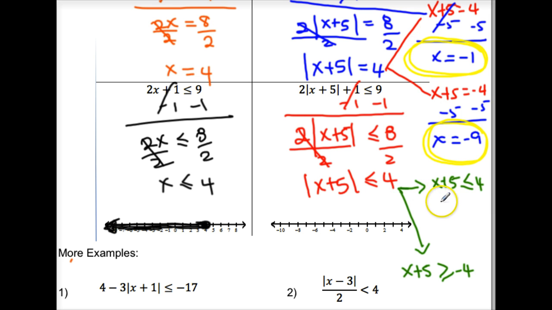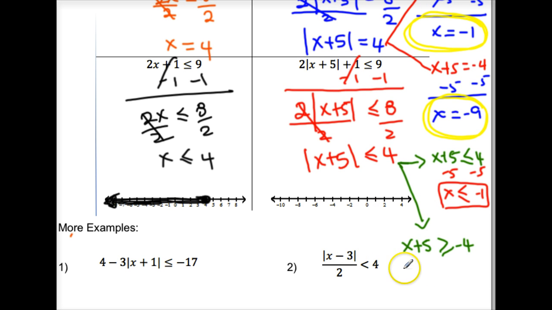When I solve these, minus 5 on both sides, I have x is less than or equal to negative 1. One answer choice here. Then I have minus 5. I am going to minus the 5 on both sides. That cancels. X is greater than or equal to negative 9.